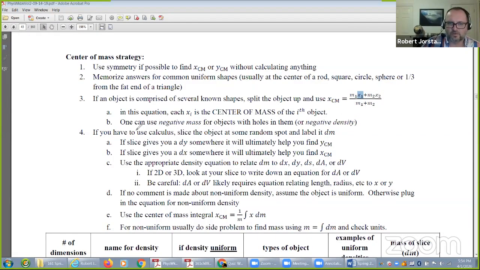Notice this is a cool trick. If you have an object with a hole cut out of it, this is usually where it comes in handy. For example, you may wonder in Physics 110 why I kept giving you these objects with holes cut out on test 1.